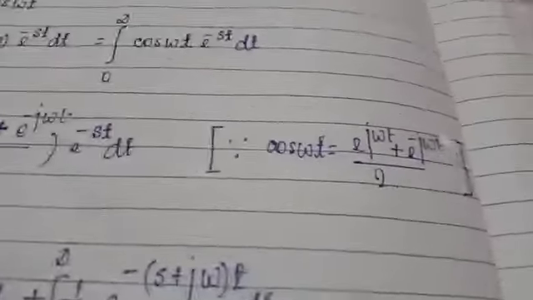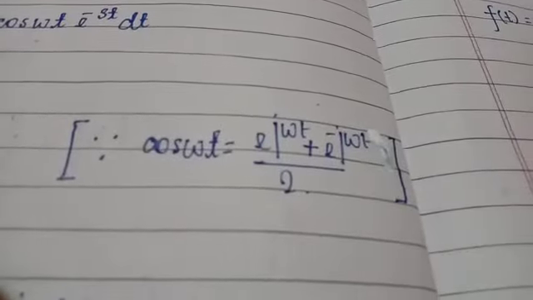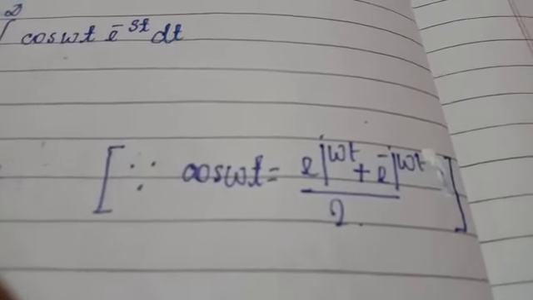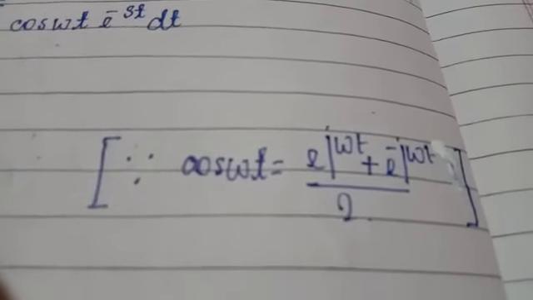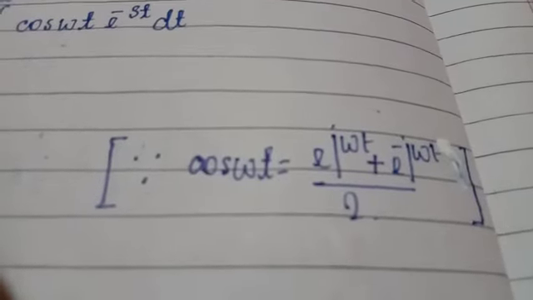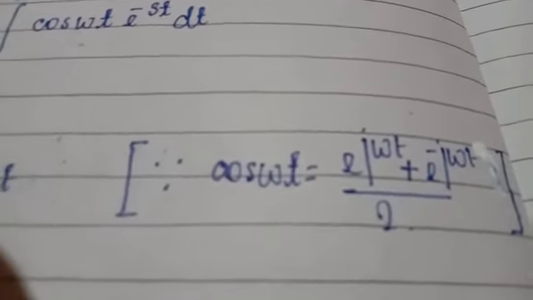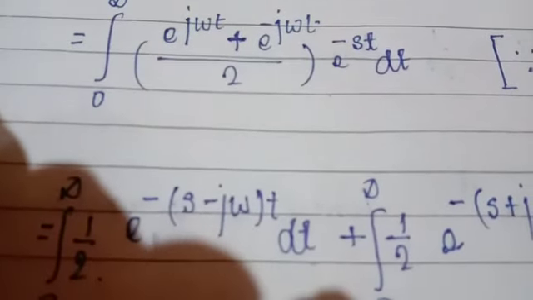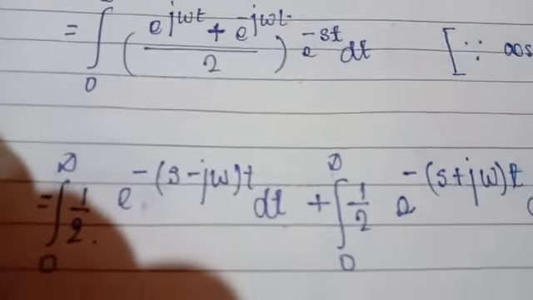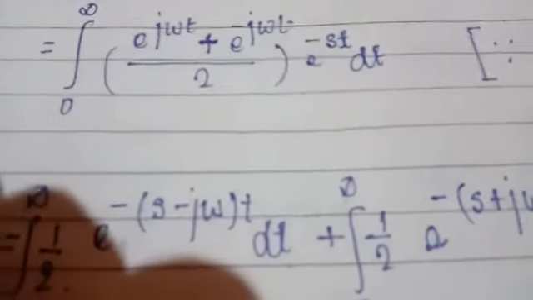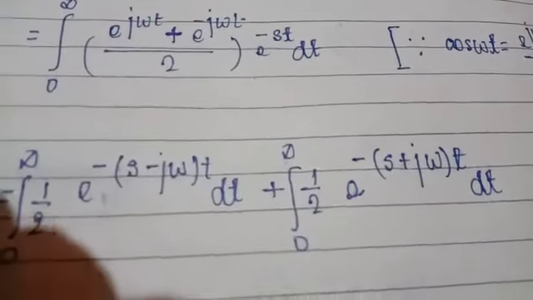Now cos omega t can be expressed as the sum of two complex exponentials, that is, e to the power j omega t plus e to the power minus j omega t, divided by 2, because e to the power j omega t is cos omega t plus j sin omega t, that you know. So cos omega t is substituted by the complex exponential terms, and then I multiply it with e to the power minus st, and I have got two terms.